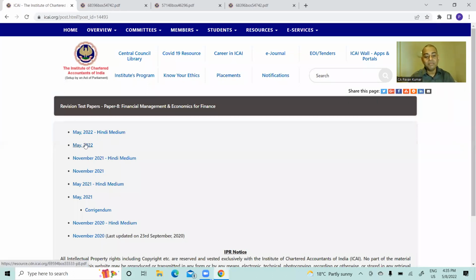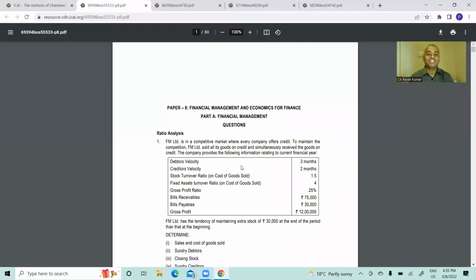So shall we see Hindi medium or English medium? Hindi or English? Sorry, English only. We do not know 90%. What do we do? Hindi, sir.